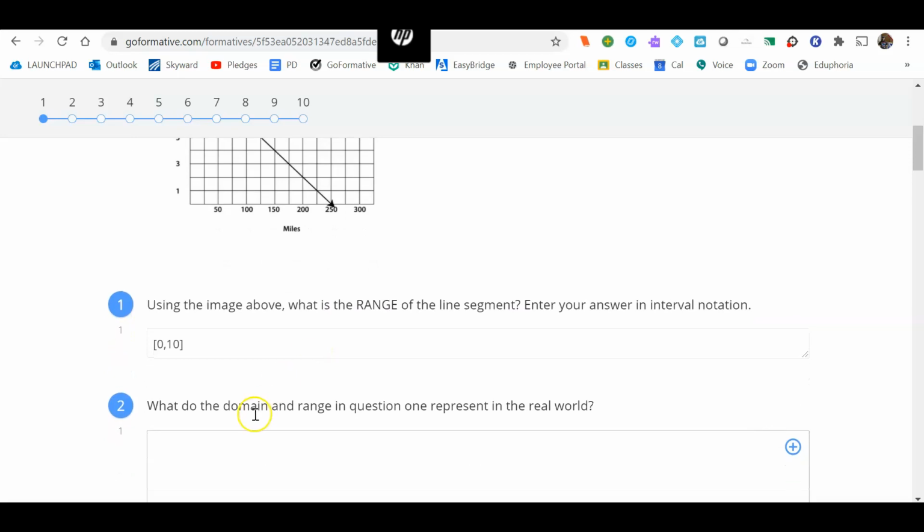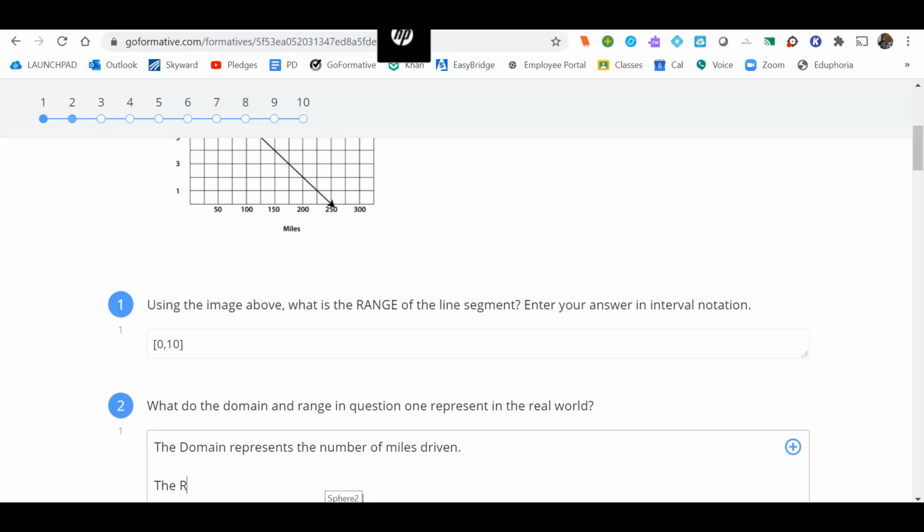So what does the domain mean in the real world? And look at my complete sentence. The domain represents the number of miles driven. Isn't that a really nice complete sentence? It's beautiful, Mr. Gonzalez.